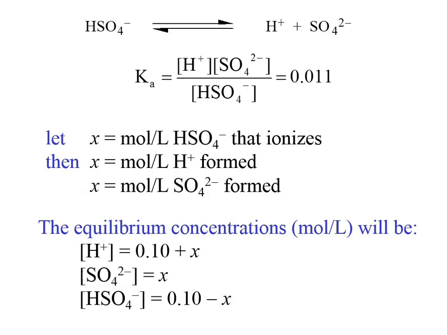So this actually is, I like the ice table. This is basically a flattened ice table. It's saying, what sort of changes do you have going on? Well, if we let x be equal to the moles of HSO4 that's going to ionize, that's also equal to the moles of H plus that will be formed, and the moles of sulfate that will also be formed. And you recognize that last set of stuff is our bottom row on our ice table.